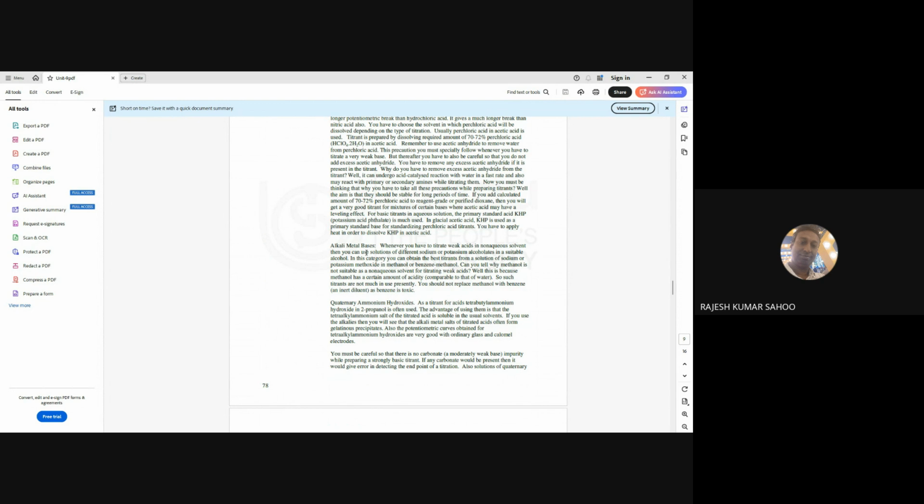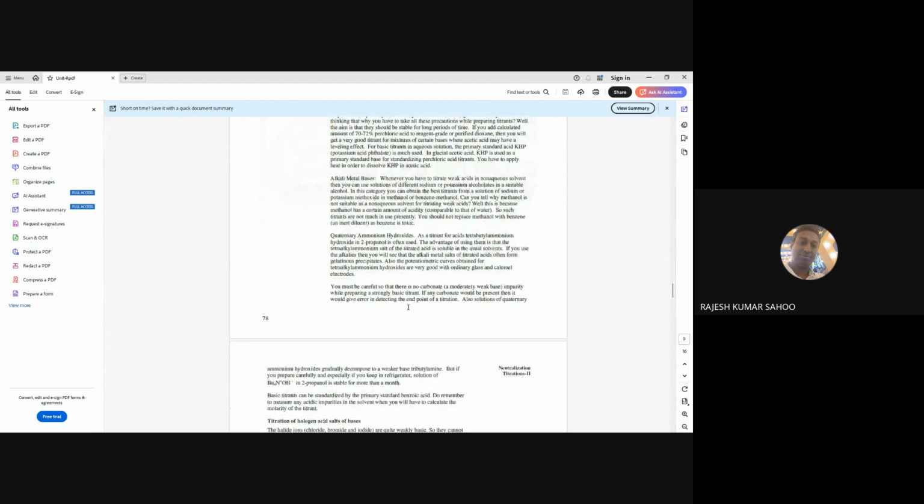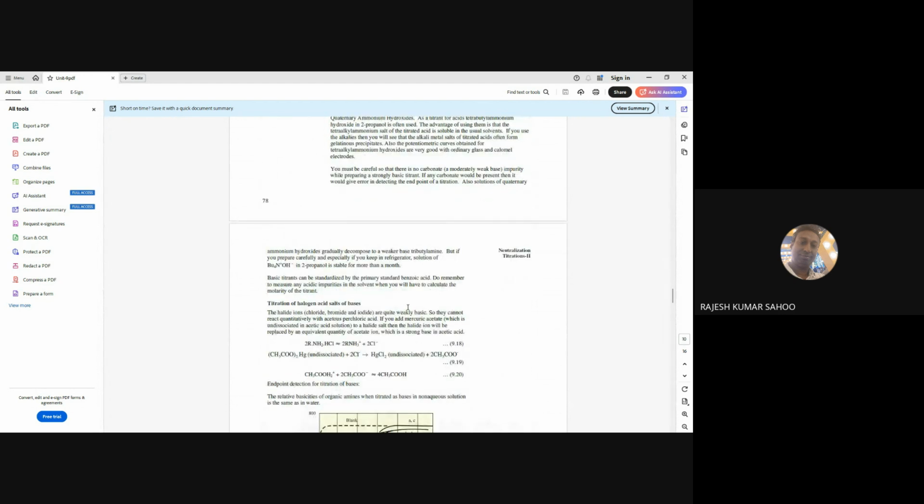Similarly, for alkali metal bases, what to do? Quaternary ammonium hydroxide, what to do? All these things are there. Titration of halogen acids of bases. The halide ions are quite weakly basic, so they cannot react with acetous perchloric acid.